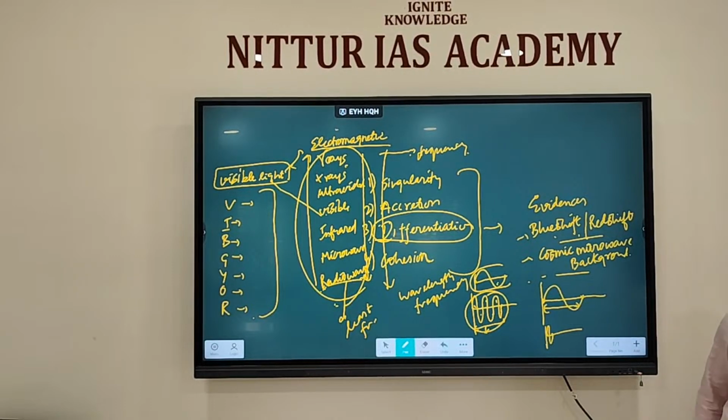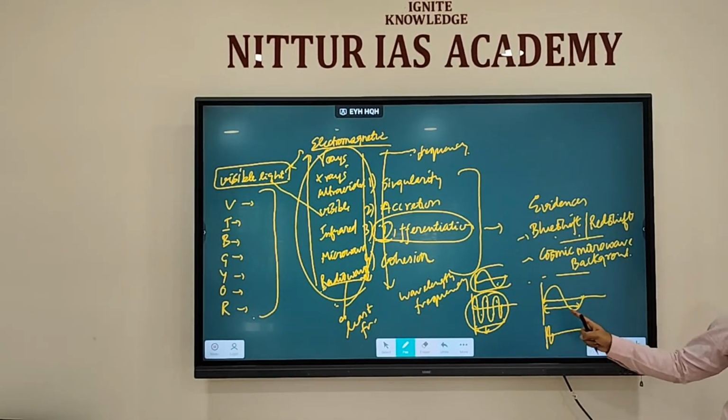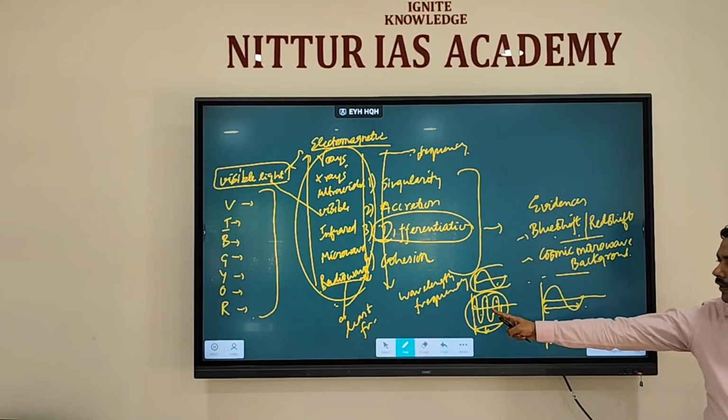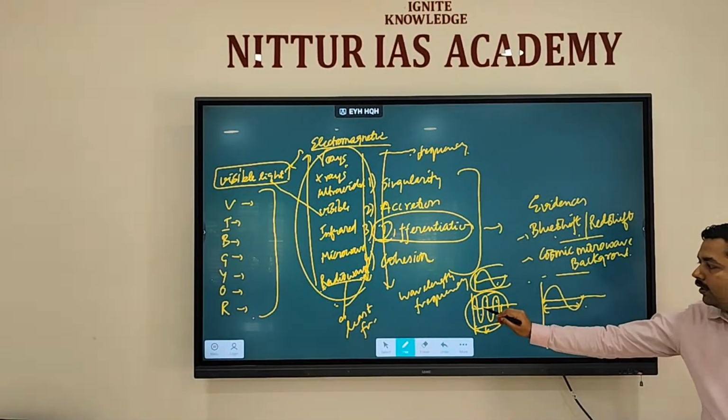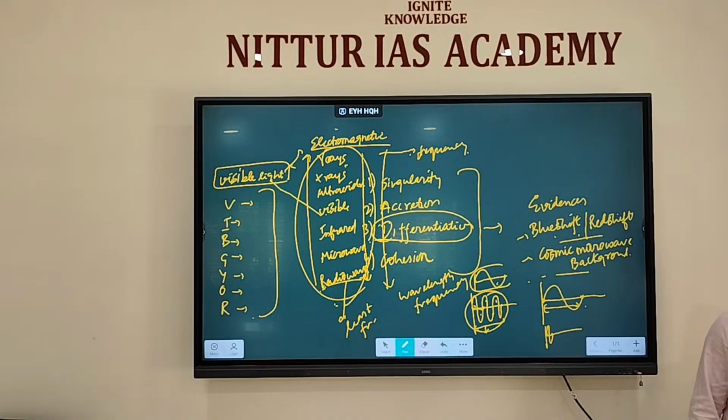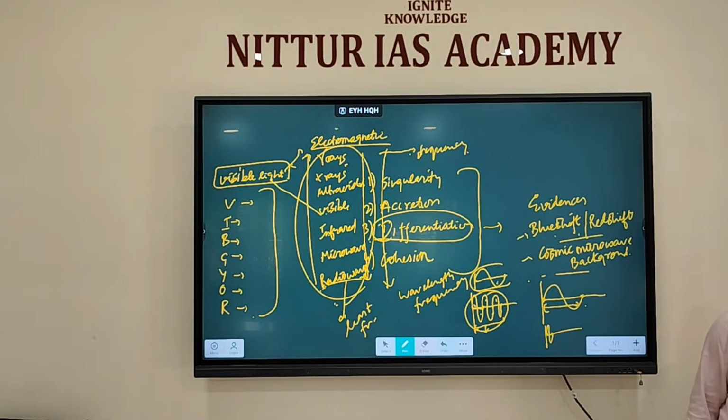Least wavelength. Because we discussed wavelength is how much distance you are traveling. The radio waves can travel a longer distance in one cycle. Gamma rays will cover only a short distance within one cycle. Clear? So that's why gamma rays will have maximum frequency, while radio wave will have the least frequency.